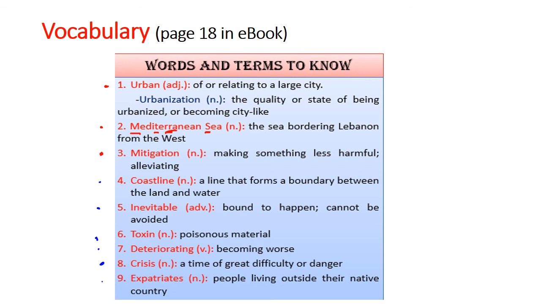Expatriates. Okay, patriots, people of a certain nation. EX means outside. So, people living outside their native country. There are many Lebanese expatriates in Africa and Europe and America and South America. Okay, those are called expatriates.